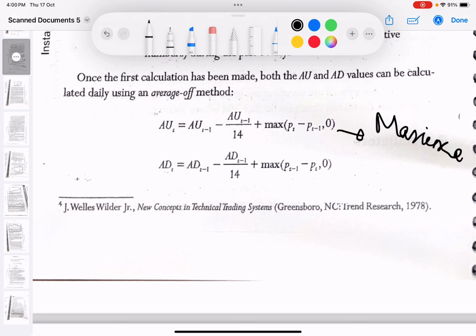Similarly, if you want to find the AD, AD of today will be AD of yesterday minus AD of yesterday divided by 14, plus maxima of yesterday's price minus today's price, and 0. Why are we taking yesterday's price first? Because a decline in price is going to be negative, right? The difference is going to be negative, even though you are going to consider only the positive aspects.